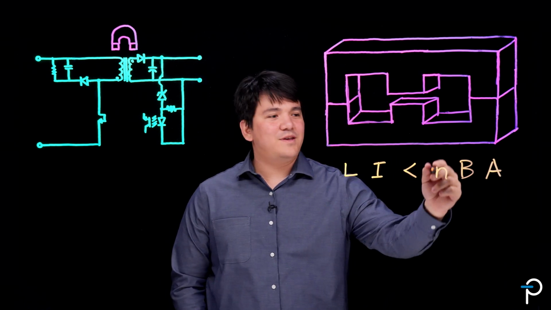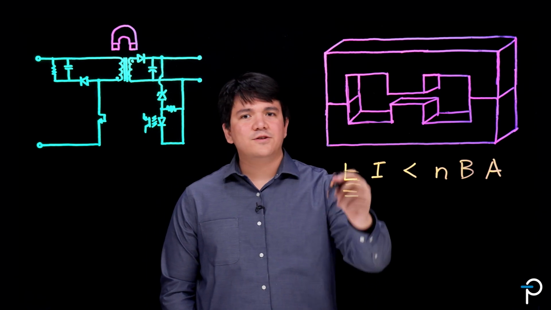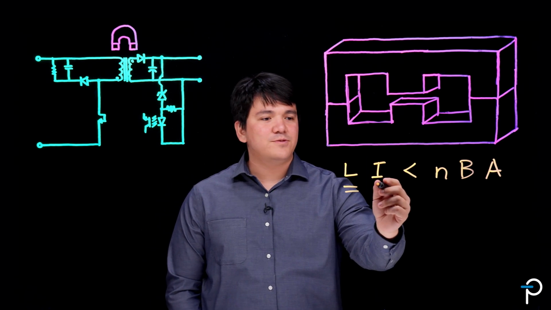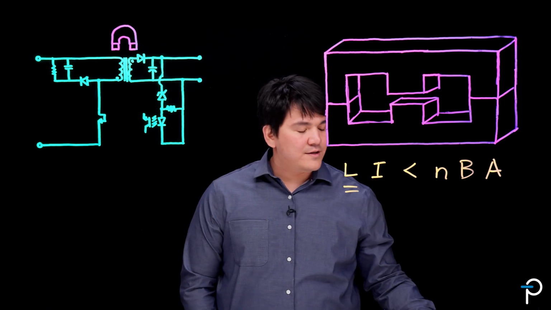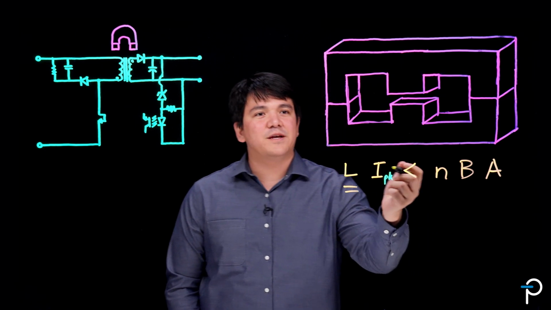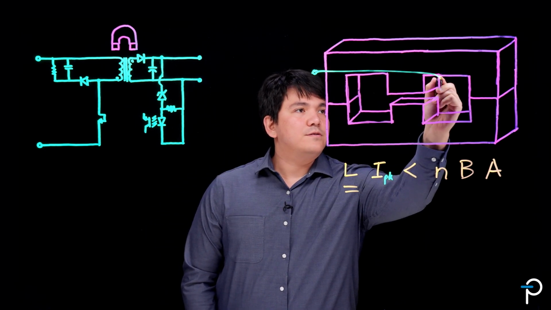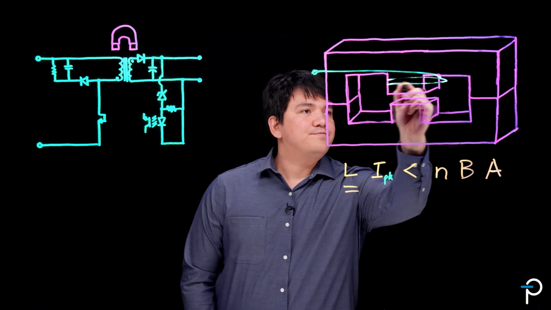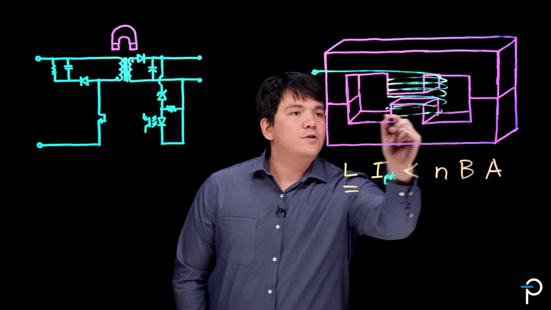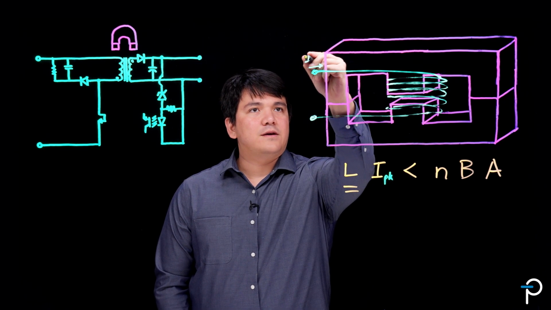Li less than NBA. L is your inductance. It's dependent on your power requirement, your switching frequency, peak current available. I is the peak current I was talking about. And this is dependent on how much current your MOSFET can handle. And it's the peak current that's going through this winding, I peak.